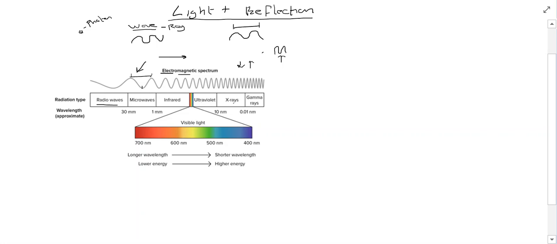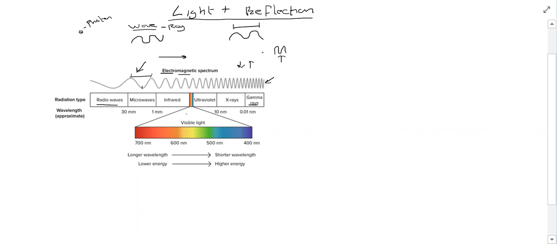So when you start to get up here, for example, on the extreme end you have gamma rays, and gamma rays are high frequency, low wavelength, and they have a lot of energy, and they're very penetrating, and they can actually be very damaging to the body.